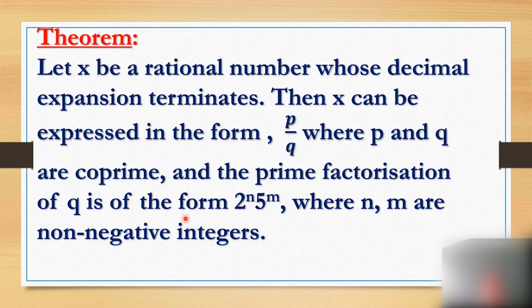Now, in usual language, I would like to explain it again. If we are talking about a rational number whose decimal expansion terminates, then there is a very special property about the denominator of that rational number: its denominator has a prime factorization of the form 2 raised to the power something and 5 raised to the power something, and these n and m are non-negative integers. Could be 0 also, could be any positive number also.